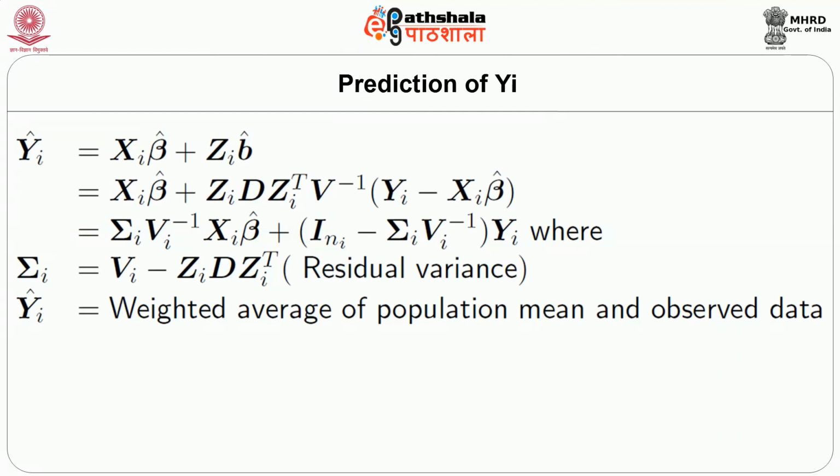So, as we can see here, y_i hat is nothing but A times X_i beta hat plus B times y_i, where A is sigma_i V_i inverse and B is I minus sigma_i V_i inverse. So, we see that y_i hat is nothing but a weighted average of the population mean and the observed data.